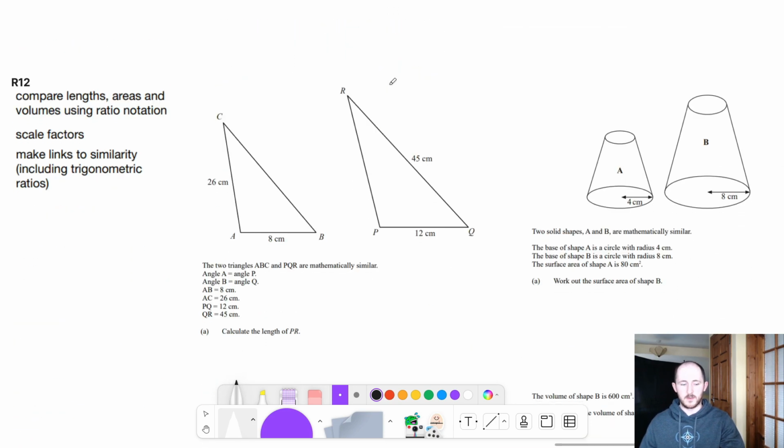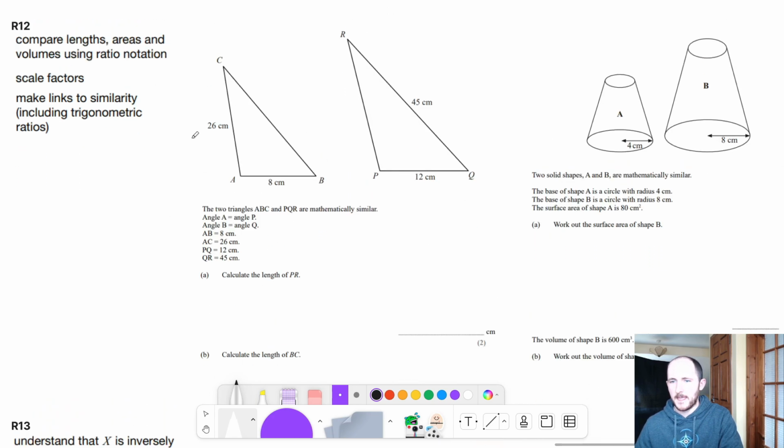And that brings us on to number 12. So moving on to scale factors. The first type of scale factor is not too bad, but the other scale factor tends to be quite tricky for a lot of students. So you need to be able to compare lengths, areas and volumes using ratios, as in scale factors, make links to similarity. If I scroll down a bit, if you look at these two triangles, they are mathematically similar.